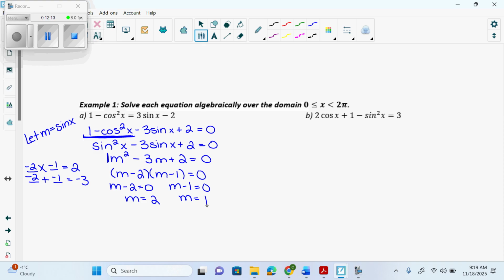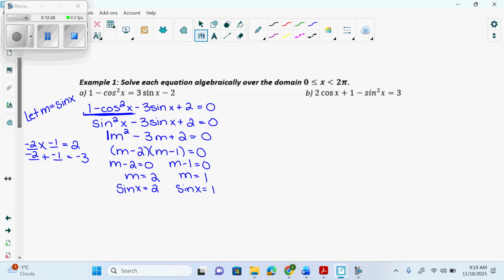What do I have to do now? Put the sine x back in. So I get sine x equals 2 and sine x equals 1, which we have solved in chapter 4. We've totally solved these. I now just have 2 things to solve. And I need to find them between 0 and 2 pi. Do you see this? So I have to give it in radians.